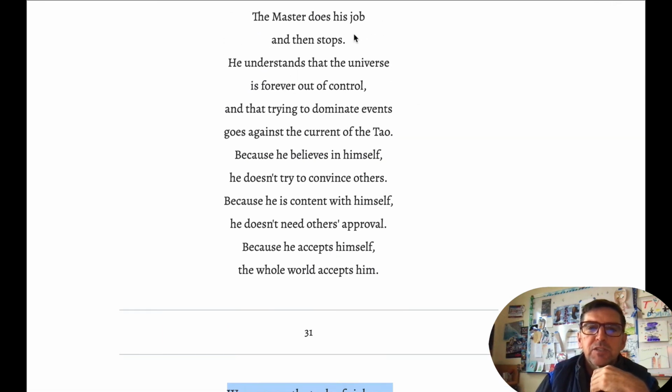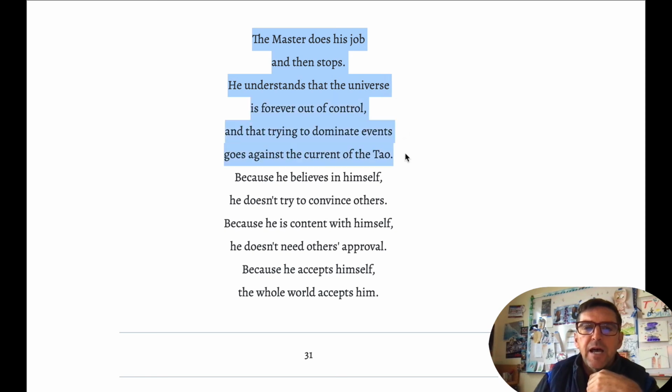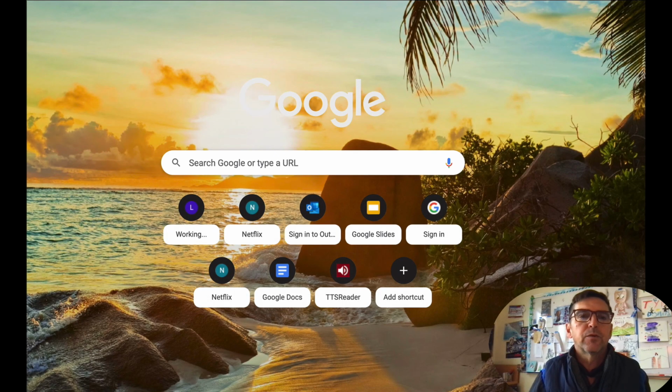There's a section here. Some sections are so long you don't have to do the whole section. You might just do. The master does his job and then he stops. He understands that the universe is forever out of control, and that trying to dominate events goes against the current of the Tao. So you might take a section like this. Now check this out. You can get some clues if you want to.